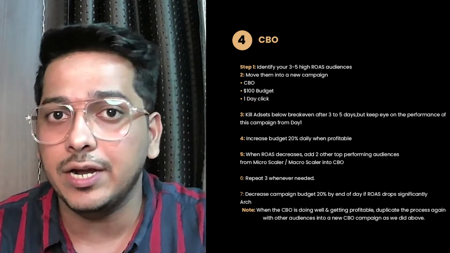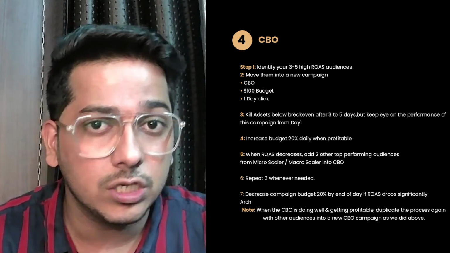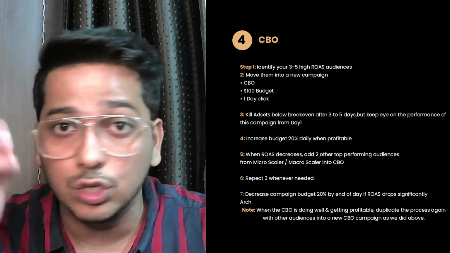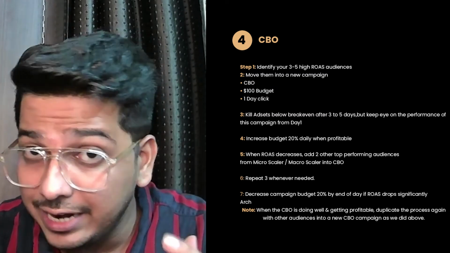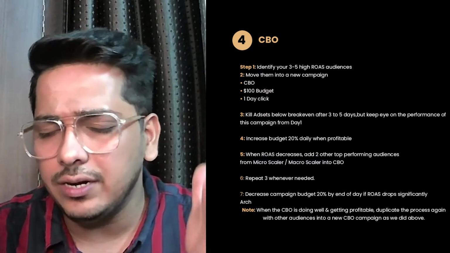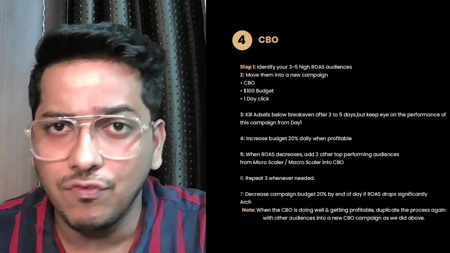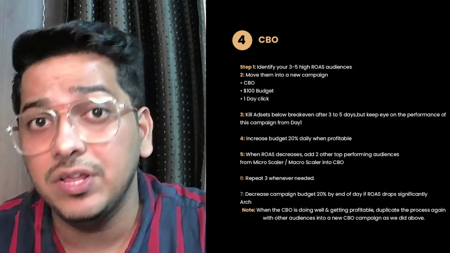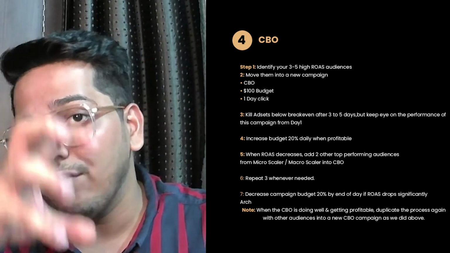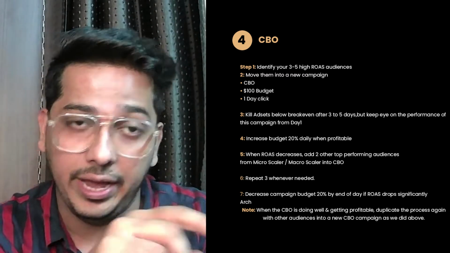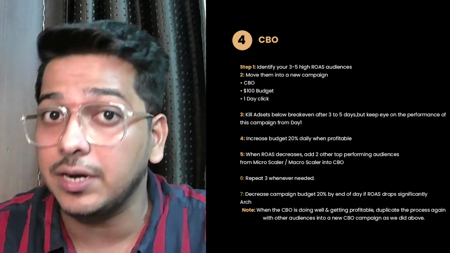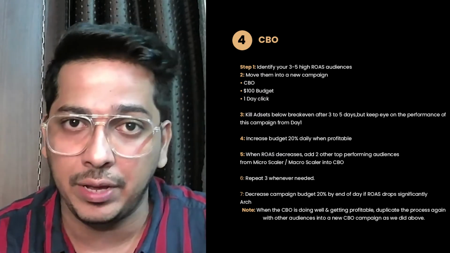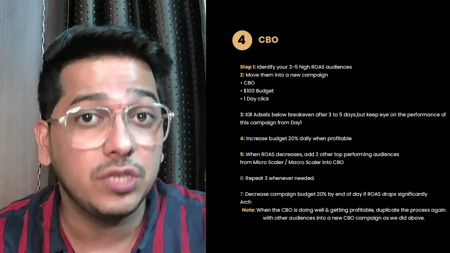Now this is the time to create a CBO campaign on a $100 budget. Check one thing over here: find 3 to 5 audiences from those campaigns that have amazing and phenomenal ROAS of more than 3 to 5. Getting my point? Let them compete with each other. Move those 3 to 5 audiences into a new CBO campaign. Let it run for a $100 budget on 1 day click, keep a close eye on this campaign, and let it run for 3 to 5 days.